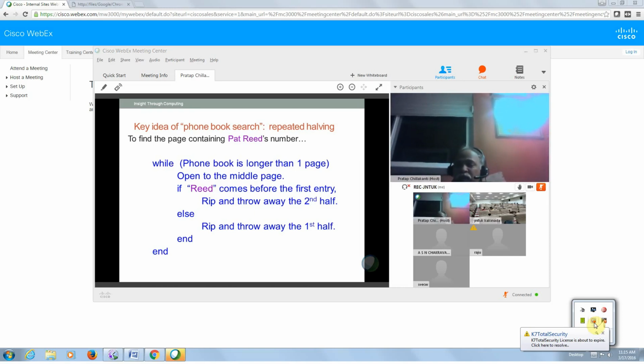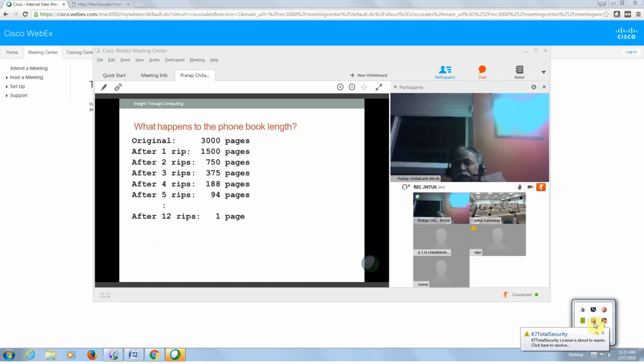So what you are essentially doing is dividing it. Every time you are searching for the name, you are dividing it by half, right? That is as simple as that. So if you started off with 3,000 pages and you're looking for something, you're left with 1,500 pages. Next time around, 750 pages. So you can see that is the binary search as we talk about.